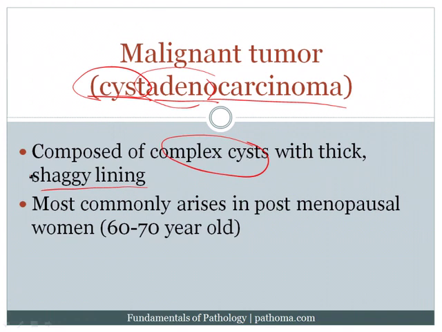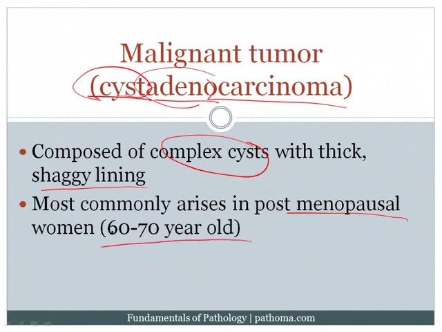Now, of course, the defining feature of this malignancy would be that the cells invade into the connective tissue of the cyst wall. So you'd have clear invasion of cells into the connective tissue, which would then define that tumor to be absolutely malignant. Now, this commonly arises in postmenopausal women. For example, the average age would be about 65 years of age.